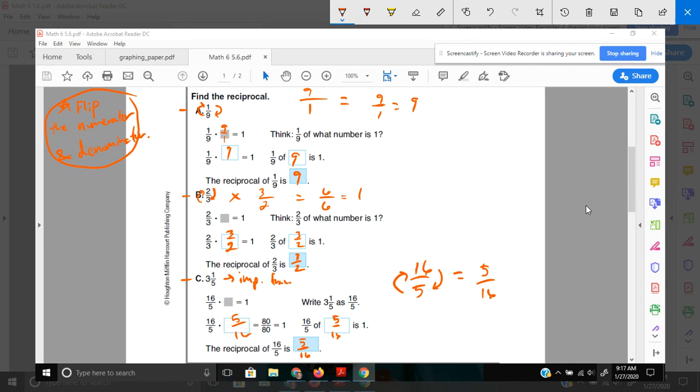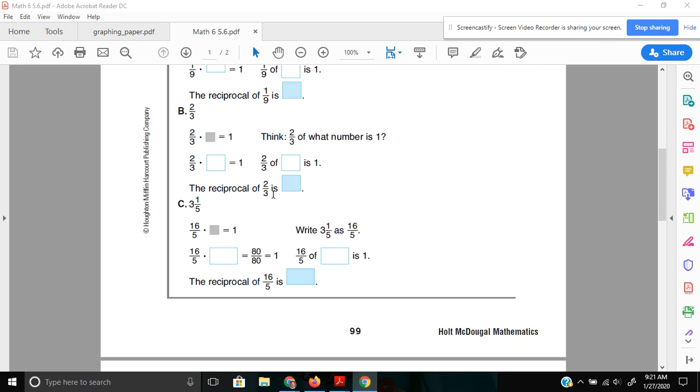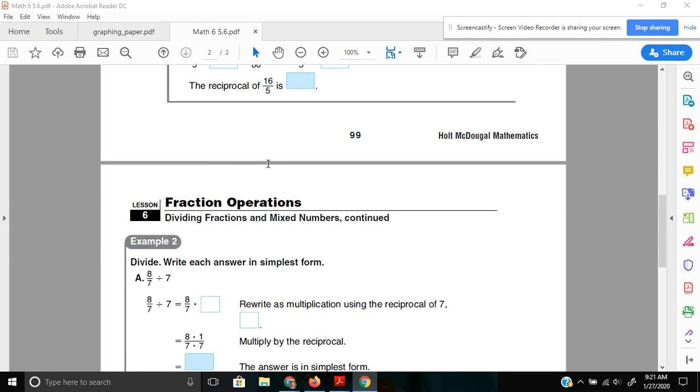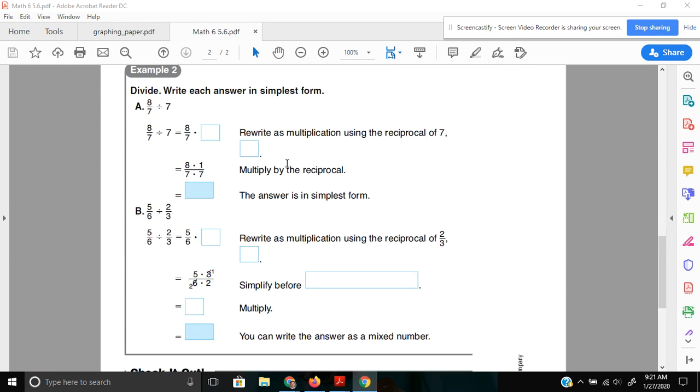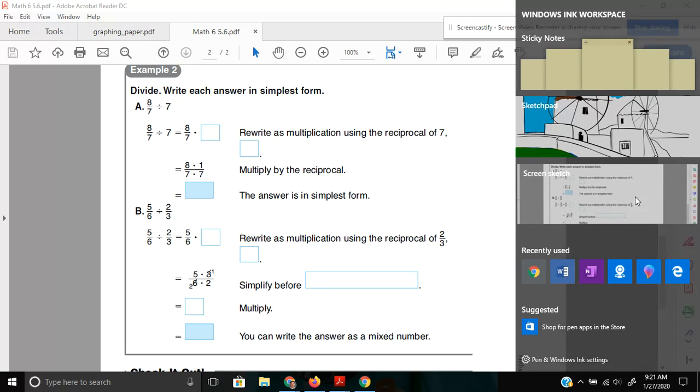All right, I'm guessing you're starting to get the hang of it. If you need more help on reciprocals, let me know. Now we're actually going to put that to practice here, and we're going to use reciprocals when dividing.